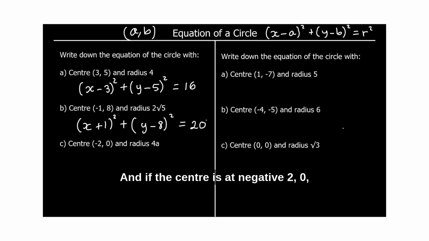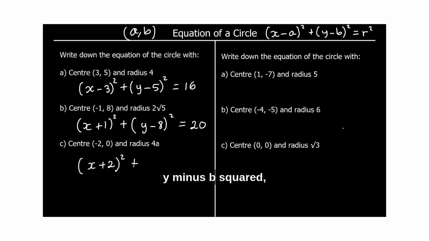And if the center is at (−2, 0), the equation is (x − a)², so x minus minus 2, (x + 2)², plus (y − b)², y minus nothing squared, just y², equals the radius squared. 4a times 4a is 16a².